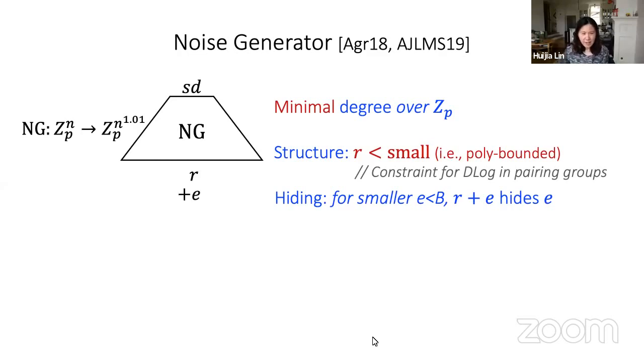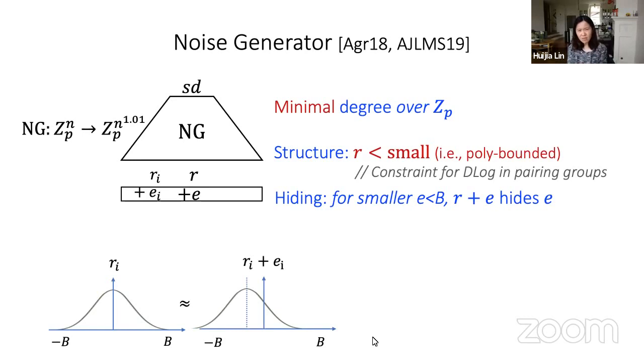More precisely, we would like to say that when R is added with this noise E, which is smaller, then if I look at each of the coordinates, say Ri plus Ei, these two distributions, Ri without adding Ei versus adding Ei, should be close to each other. And this is one way to formalize what it means for R plus E to hide E.